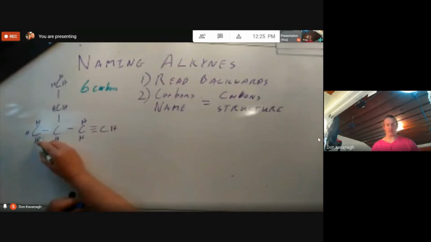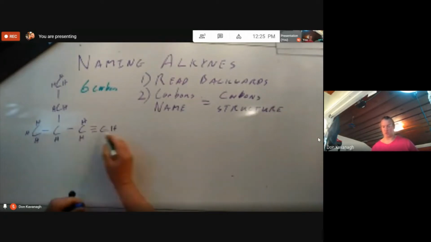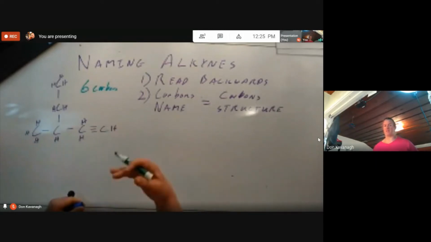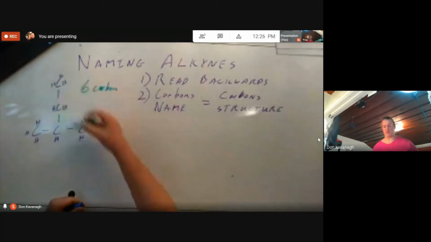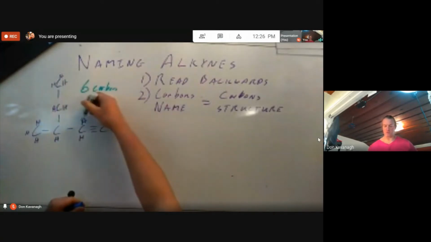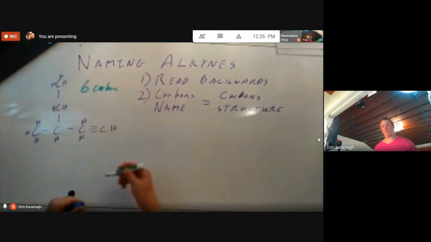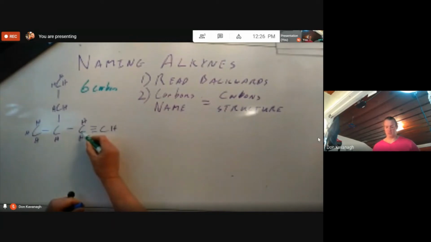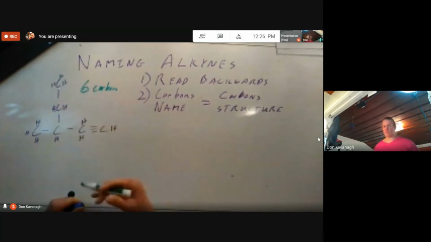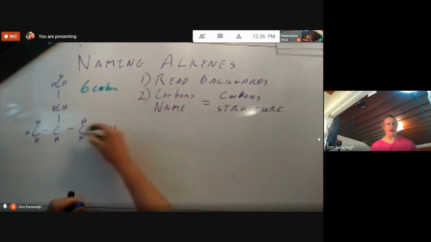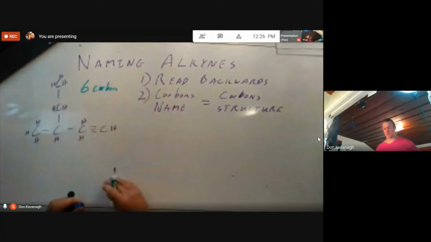Counting from left to right, we get a chain of 1, 2, 3, 4 carbons. But that's not the longest continuous chain. You have to snake around this right here and say, look, 1, 2, 3, 4, 5. There are 5 carbons, which is actually the longest chain in here. Let me count that again. 1, 2, 3, 4, 5. So always double check you have the longest continuous chain. No double backing. Continuous on a one-way street.